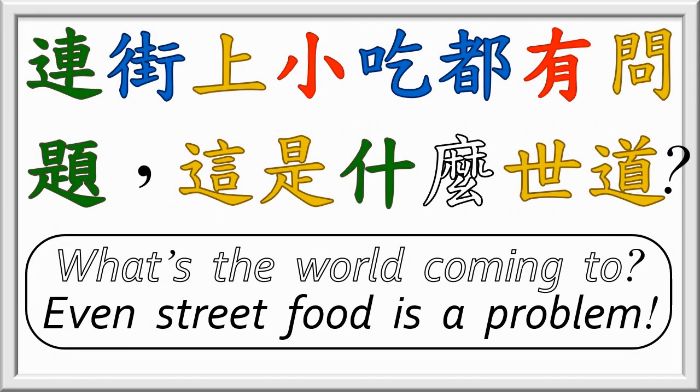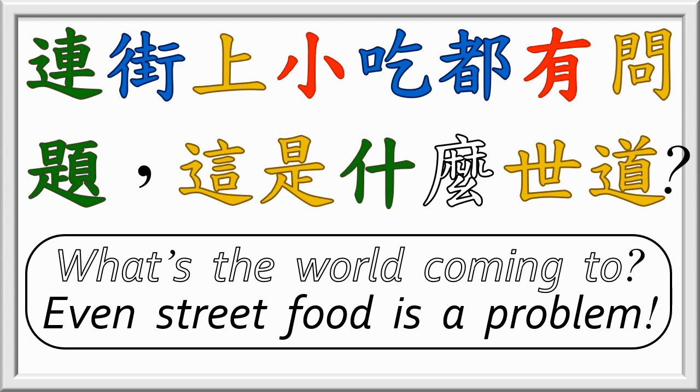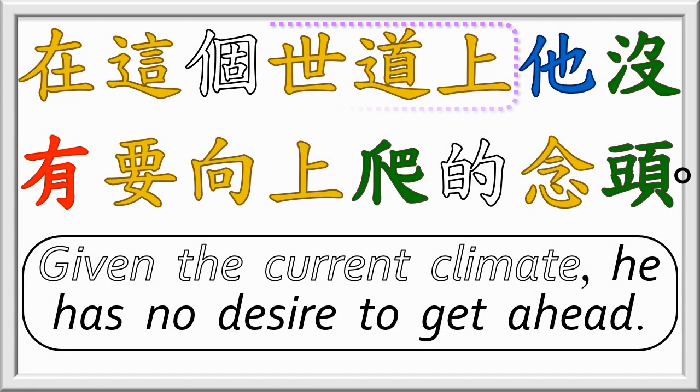连街上小吃都有问题，这是什么世道？What's this world coming to? Even street food is a problem. 在这个世道上，他没有要向上爬的念头。Given the current climate, he has no desire to get ahead.